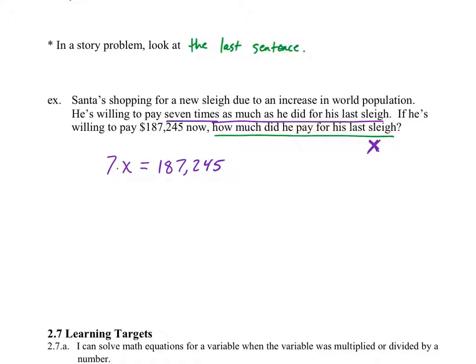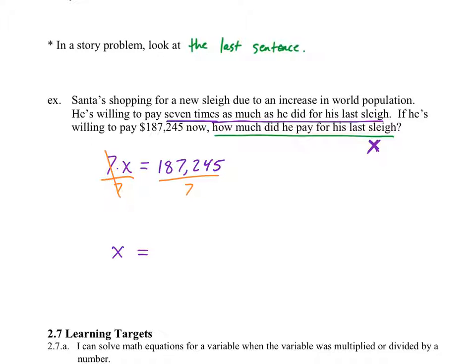All right, so we have our equation right there. 7x equals 187,245. And we are trying to get x by itself. But they multiplied x by 7. So we need to undo multiplying x by 7. So what's the inverse of multiplying by 7? That's to divide by 7. When we divide by 7, those 7s will cancel out there on the left side.